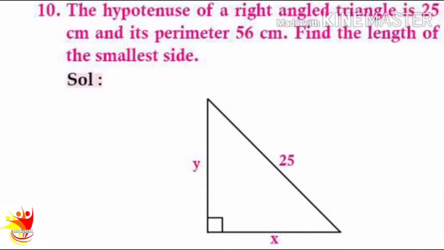10th question. The hypotenuse of a right angle triangle is 25 centimeter and its perimeter is 56 centimeter. Find the length of the smallest side. That is the question. Solution. Draw a right angle triangle. Here the biggest side is the hypotenuse side, which is given as 25 centimeter. Find the length of the smallest side, and also given the perimeter of the right angle triangle.